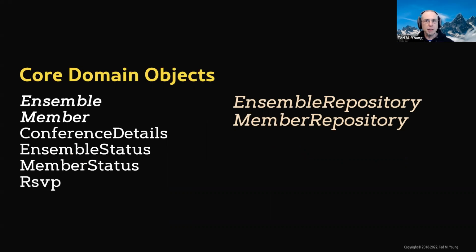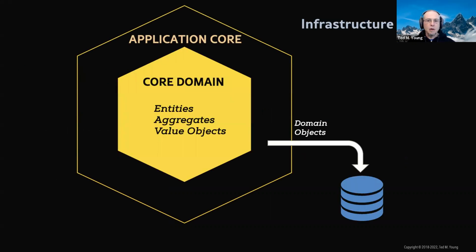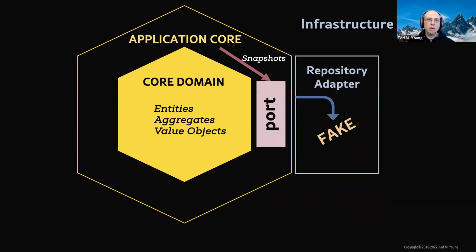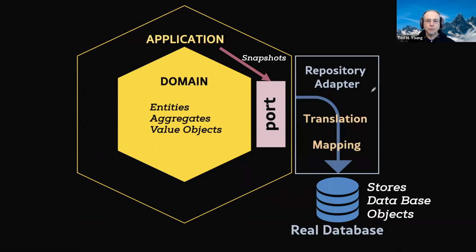We have two repositories. And again, we could just store and retrieve those domain objects directly, but that couples ourselves to the database and sort of poisons our core domain. So we don't want to do that. Instead, what we do is we create a fake, a testable. We take the snapshots of our data, and then it's just stored in memory. IO free, runs really fast, and is predictable.